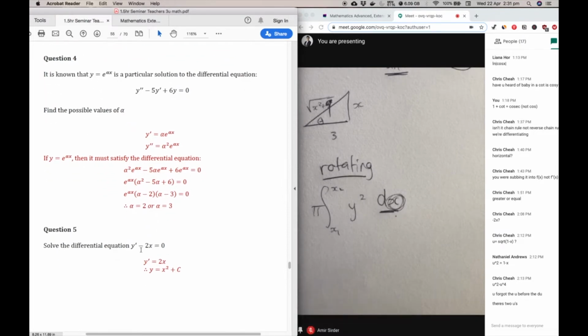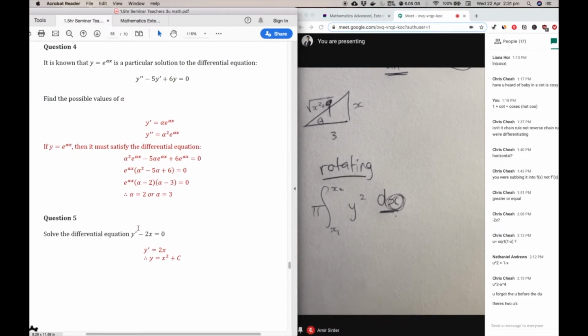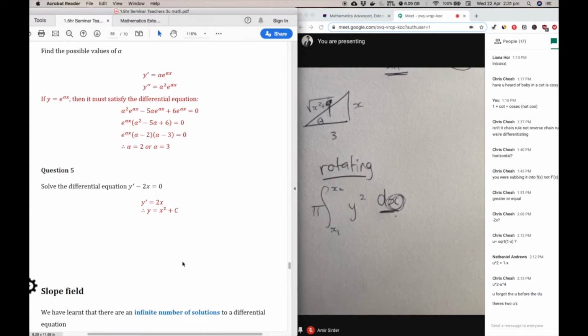To solve this differential equation, we make y dash the subject. y dash equals 2x. The integral of y dash equals 2x is going to be just x squared plus c. So that one's actually quite simple.